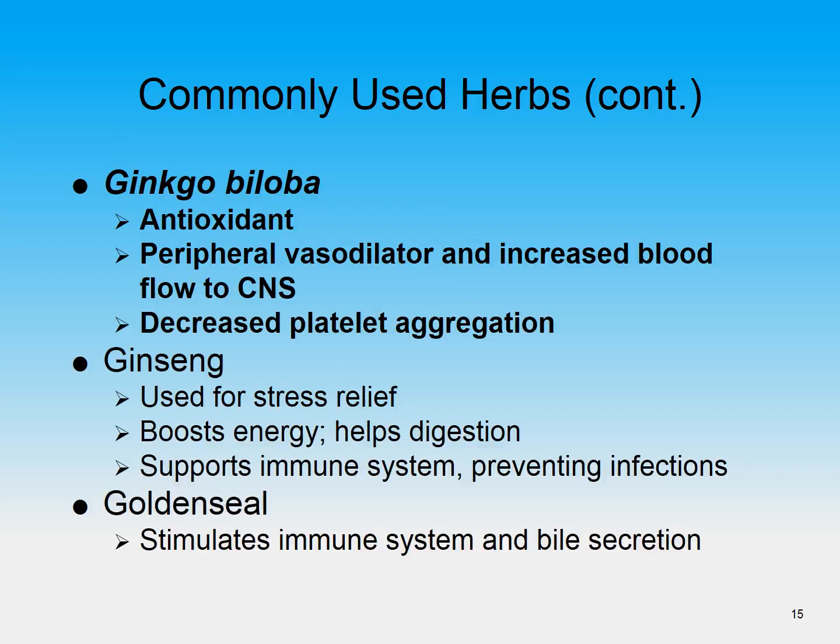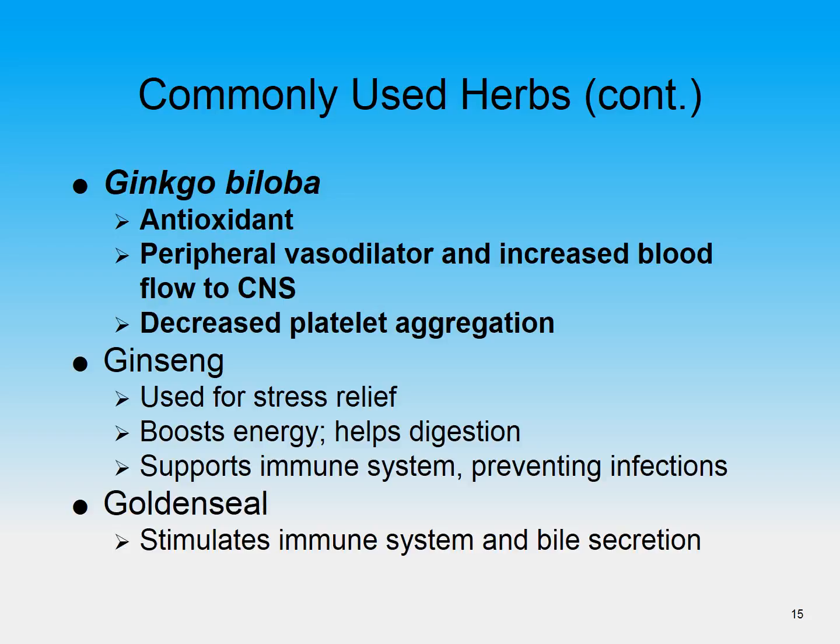Ginkgo biloba. This is one that I've seen used quite often, and I think that you might want to make a note to know this one for your Kaplan review at the end of this semester. An antioxidant, peripheral vasodilator, increases blood flow to the central nervous system. Again, there's that decreased platelet aggregation. I've seen people take it for this increased blood flow to the CNS, because they have some peripheral neuropathy and they're trying to increase their memory. I don't know if it was working or not, but there's a platelet aggregation concern.